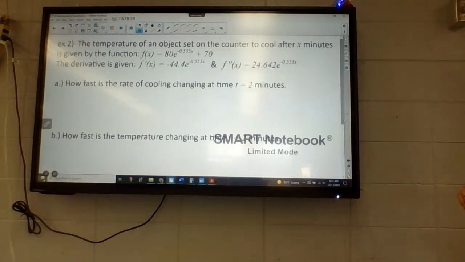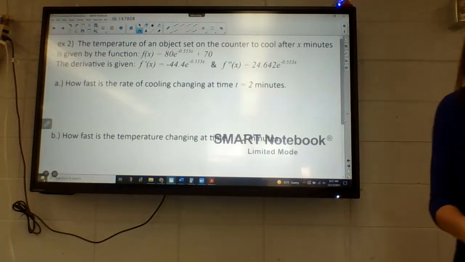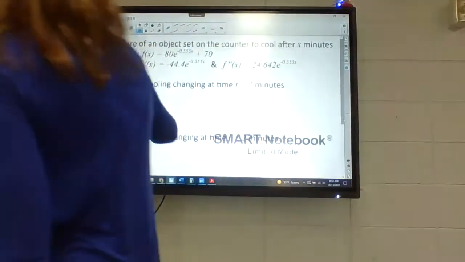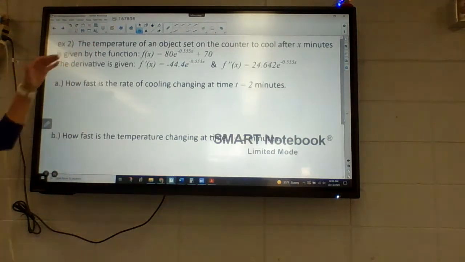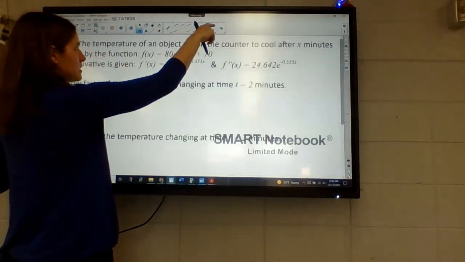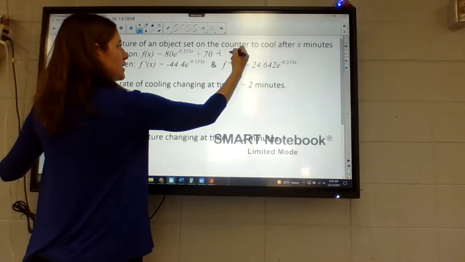Okay. So this is where I think this gets a little bit tricky. It's a lot of understanding the wording of everything. So in terms of this, they give us a function: the temperature of an object set to cool on a counter X minutes after. So the temperature is going down. It's cooling here. This is the temp.